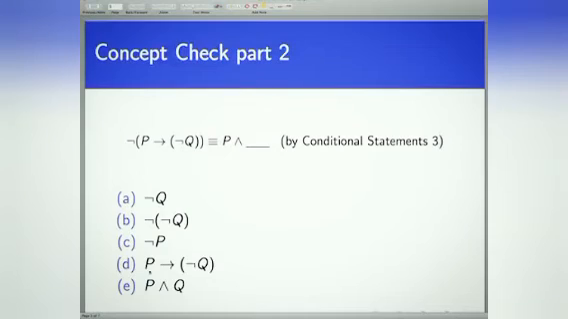So we're going to use that rule to transform the statement here, and that's the next concept check. If you use conditional statements 3 to transform the statement, what goes in the blank? It's going to be P and something. So what's in there? Read over your choices and carefully consider conditional statements part 3, and then come back after you pause the video.